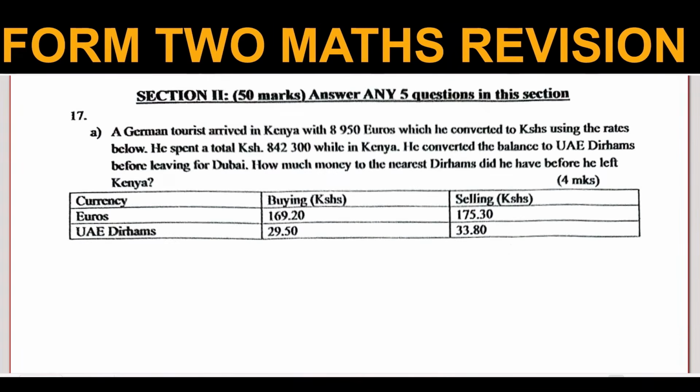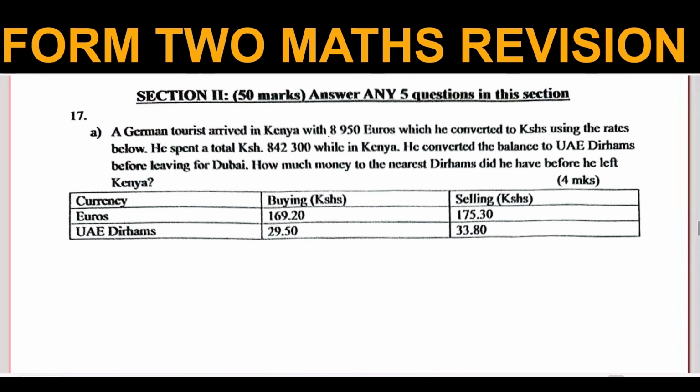Section 2. Question 17, Part A. A German tourist arrived in Kenya with 8950 euros, which he converted to Kenya shillings using the rates below. He spent a total of 842,300 when in Kenya. He converted the balance to UAE dirhams before leaving for Dubai. How much money to the nearest dirhams did he have before he left Kenya? So the table is there for euros and UAE dirhams, both buying and selling. So the first question, how much money was he left with before he left Kenya?